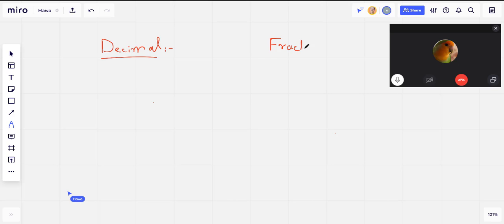So, fractions, this is how we can define them. We can just say part of a whole. Part of a whole is called a fraction. Let's just write it down. Part of a whole.